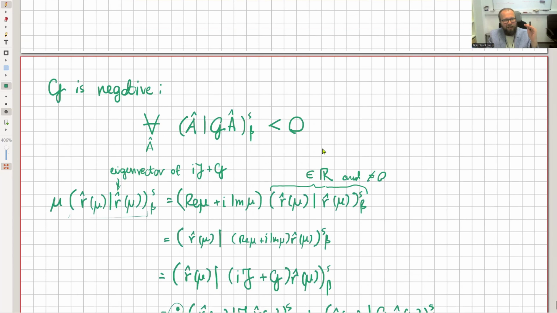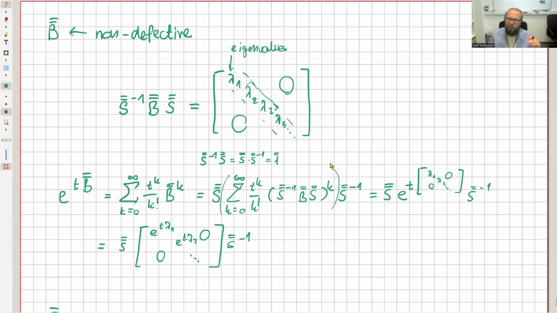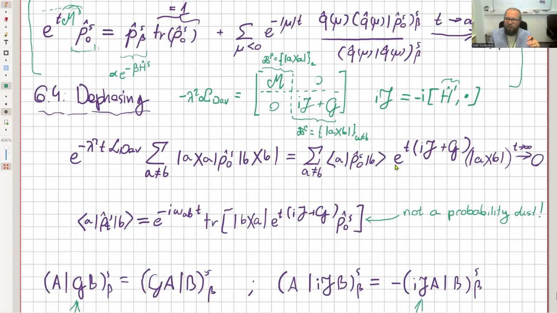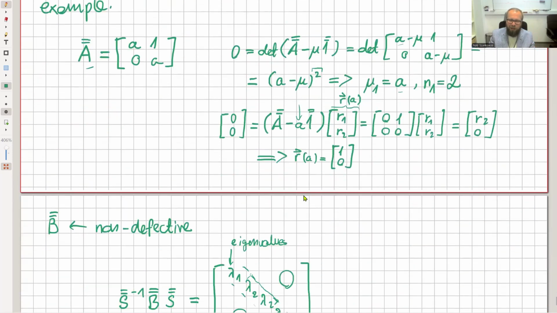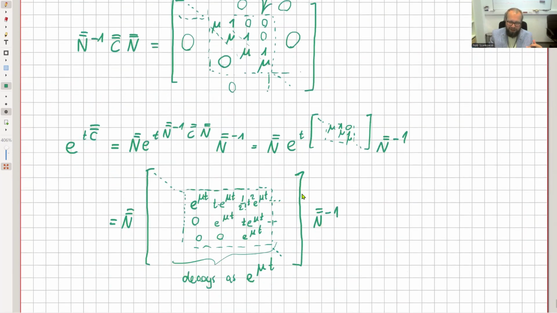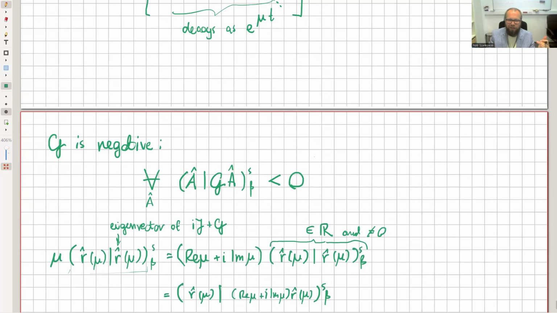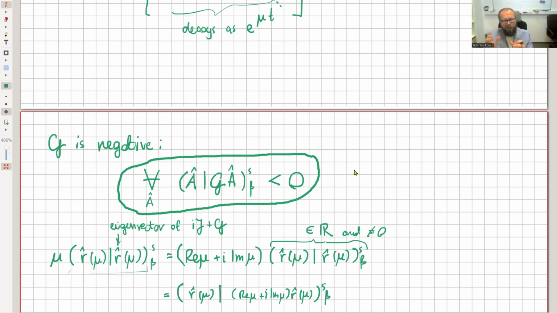That's why the issue of showing that we have a full dephasing can now be boiled down, thanks to our discussion about defective matrices and all that stuff, to checking if the dissipative part of the generator, in the block of coherences, is a strictly negative matrix.